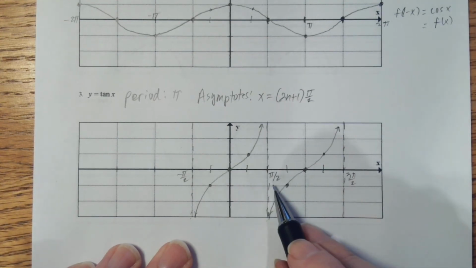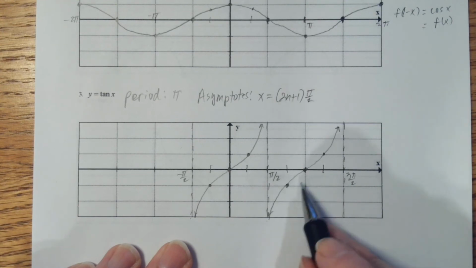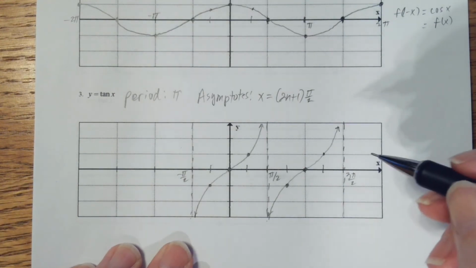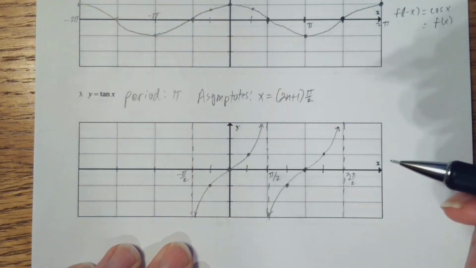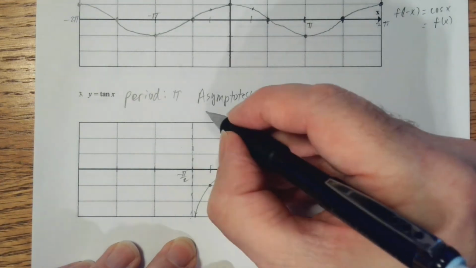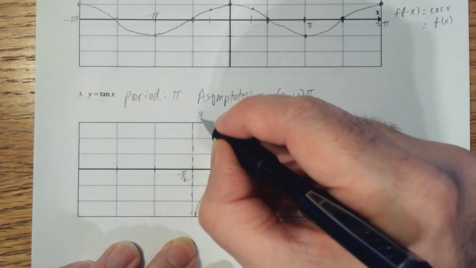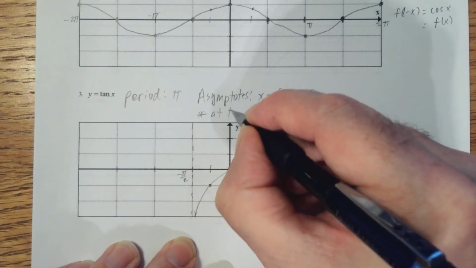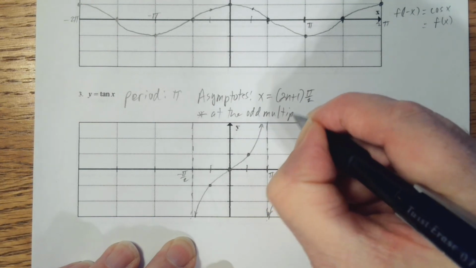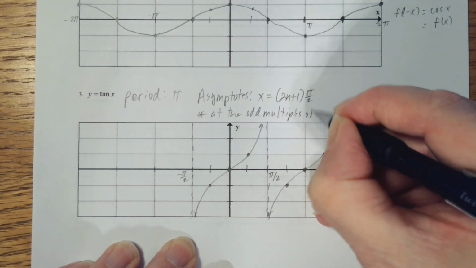So at 1 pi over 2, 3 pi over 2, notice this is 2 pi over 2, which is also pi. But all to say, at every odd multiple of pi over 2, we're going to have an asymptote. So I'll go ahead and put that. At the odd multiples of pi over 2.